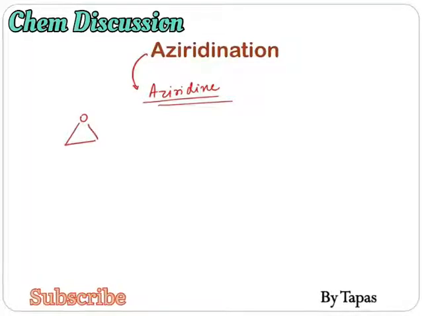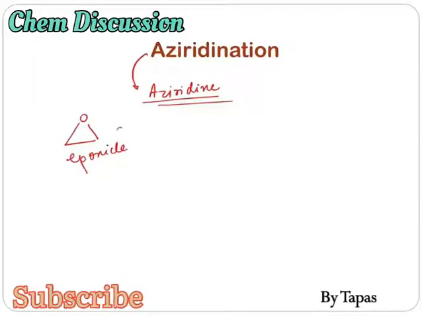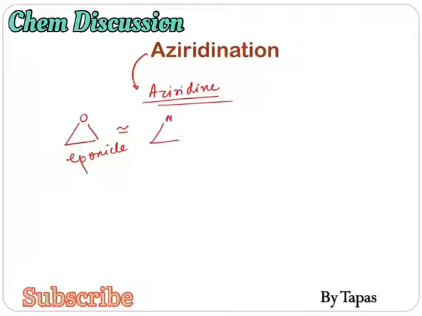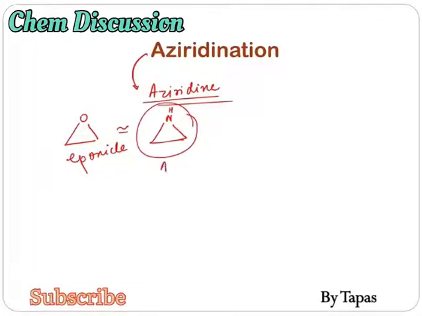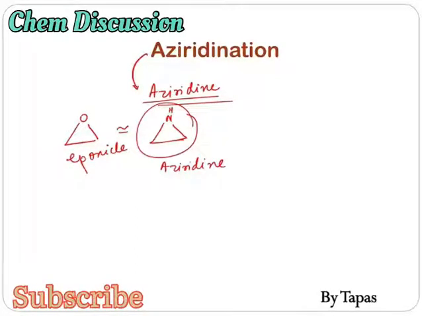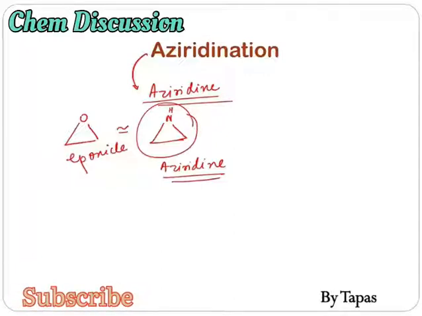As we know that this is the epoxide ring. Now it's analogous another three-membered ring, or you can say three-membered cyclic ring, is the aziridine ring. And in this video I will be discussing how to form aziridine ring in a substrate. By two ways we can synthesize aziridine ring in a substrate.